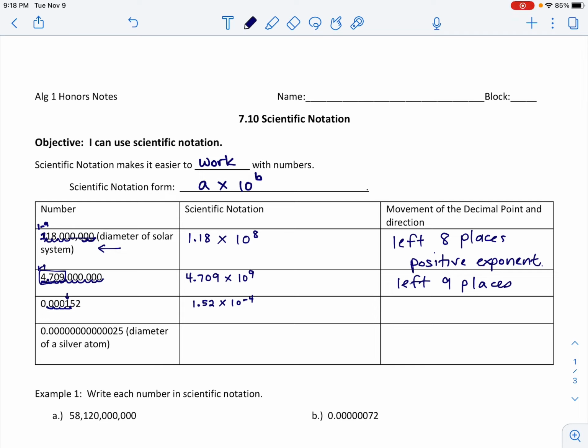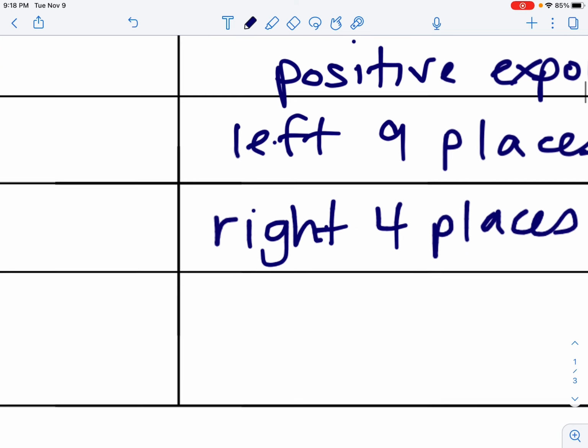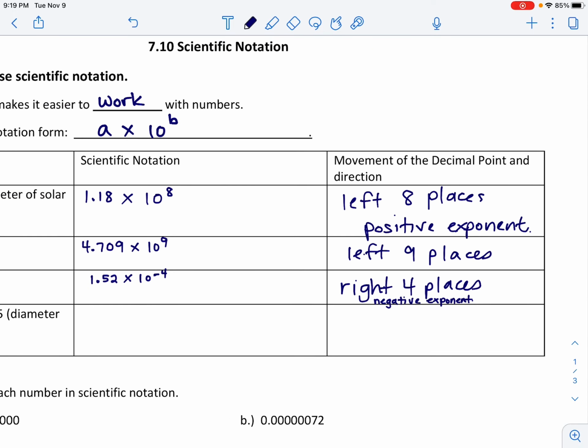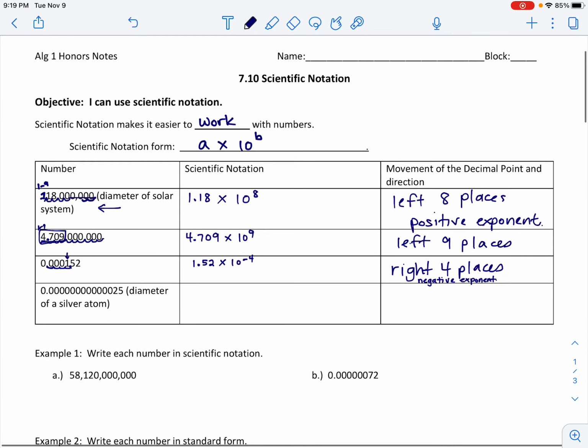So we moved it to the right 4 places, and since we went to the right, it gives us a negative exponent. I know I'm going kind of fast because I don't want the video to be super long. So if you have to rewind it, you can, and watch it again.